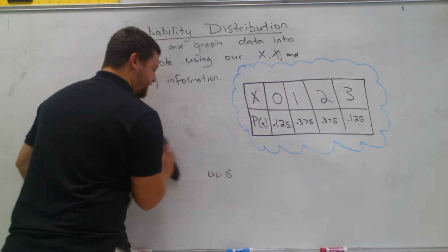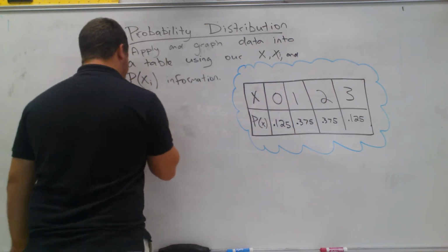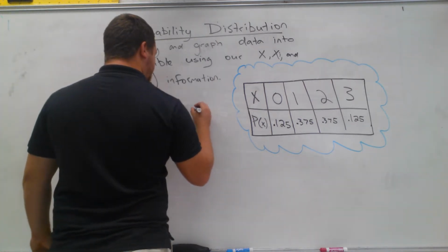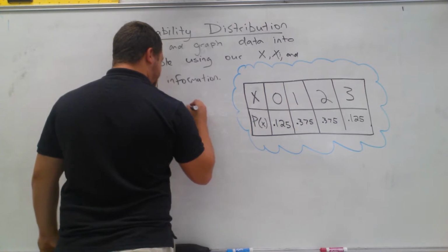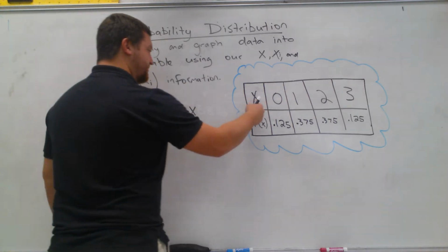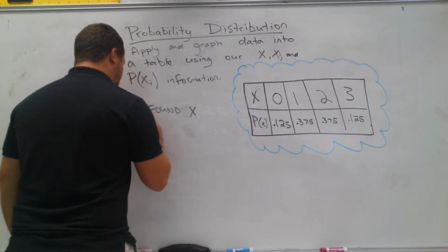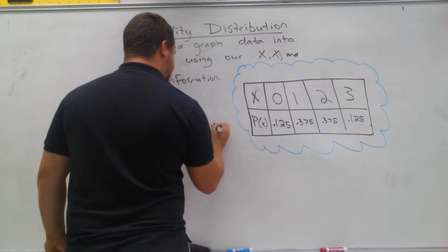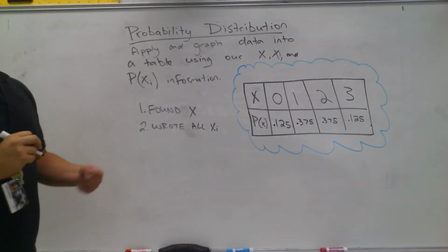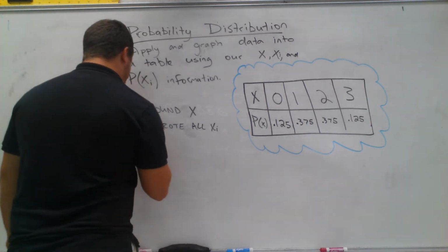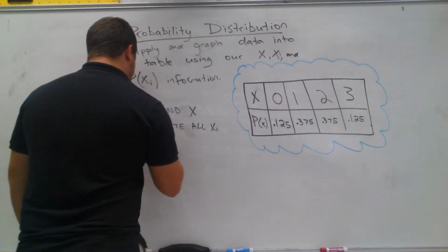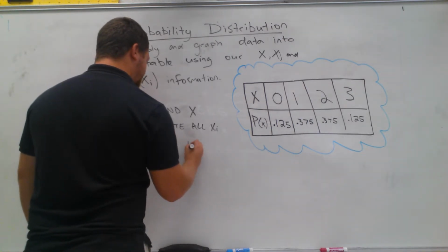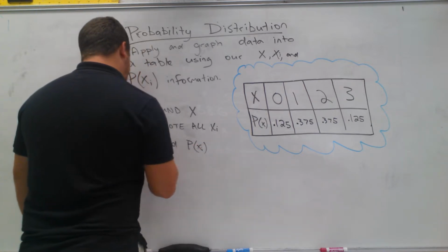Erase everything. Step 1, what did we find? We found what we were looking for, so we found our X. We figured out we're looking for the number of girls. Then we wrote all the xi's, so we wrote out GGG, BBG, GBG, all those things. Then we found our probabilities, and then we put them in the table.